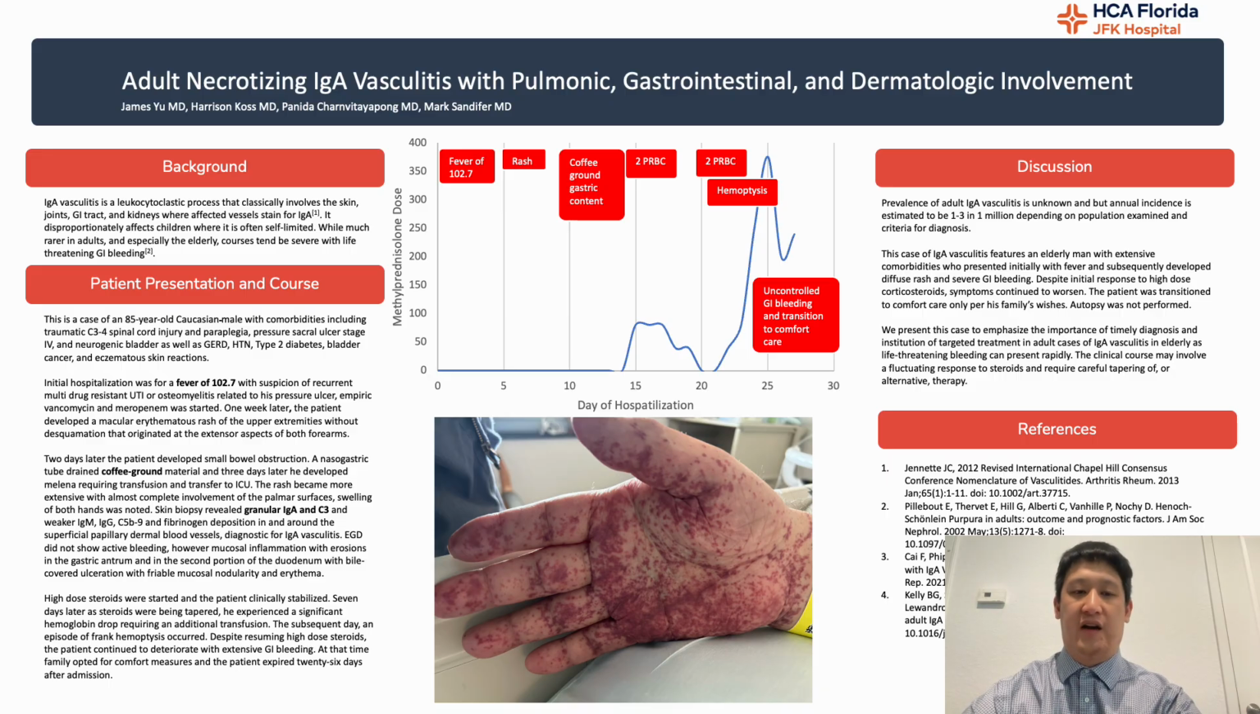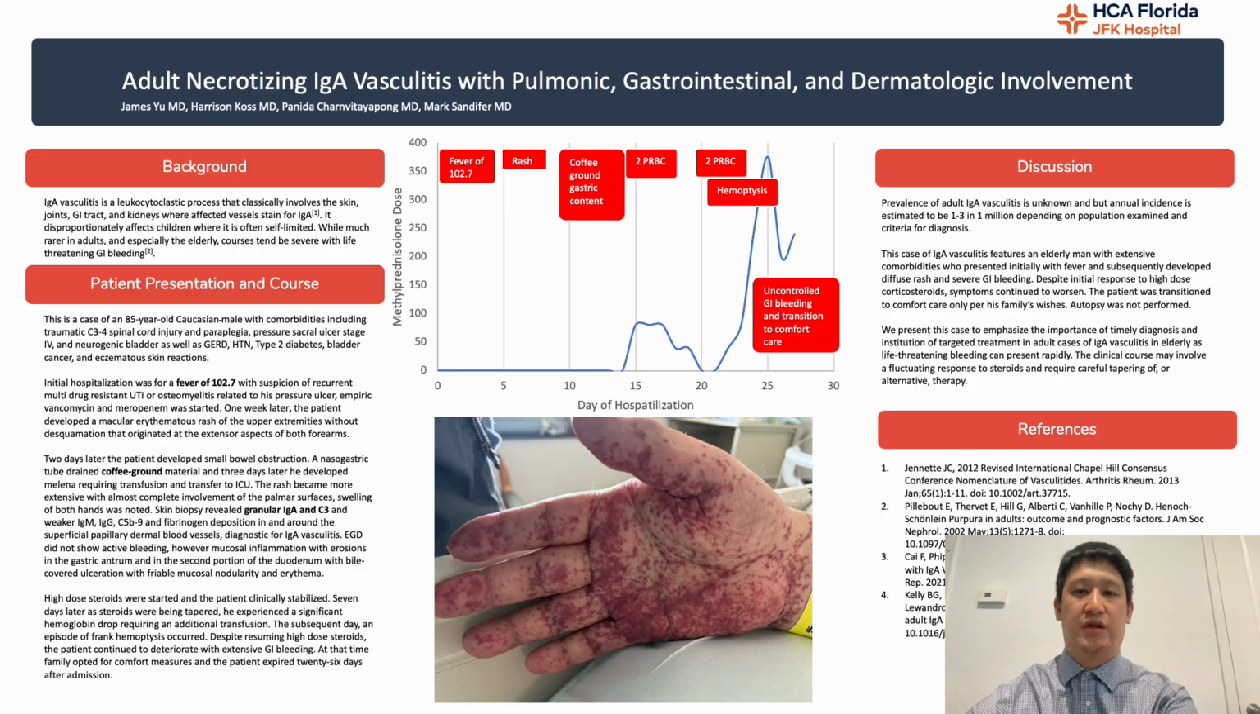In our case, we have an 85-year-old Caucasian male with comorbidities including a traumatic C3, C4 spinal injury with subsequent hemiparesis, neurogenic bladder, and a stage 4 sacral pressure ulcer. His initial hospitalization was for a fever of 102.7 degrees. Initial suspicion was for a recurrent UTI or osteomyelitis, as he has history of MDRO infections in the past. He was started on broad-spectrum antibiotics, including meropenem and vancomycin.